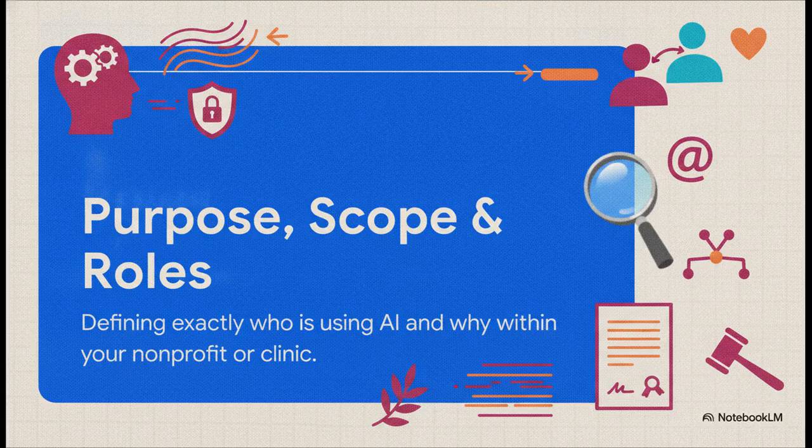The purpose sets your organizational philosophy regarding AI. The scope defines what technologies and which departments this policy actually applies to. And the roles? Well, they designate who is accountable. Like, who is your AI officer? Who gets to approve a new tool? Establishing these boundaries right up front basically grounds the rest of your policy in pure operational reality.